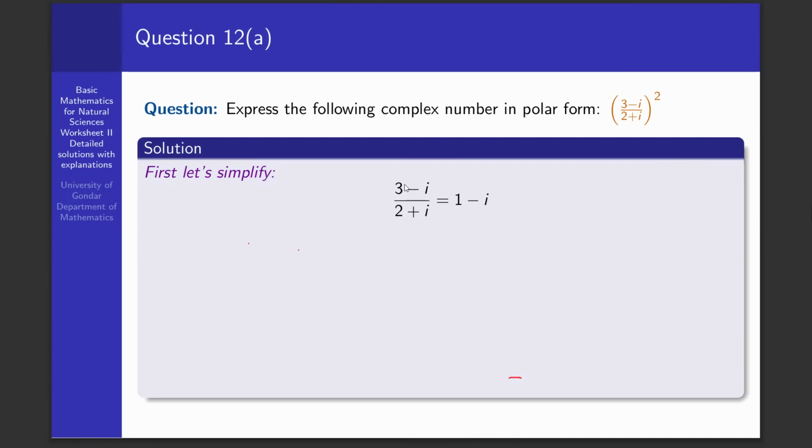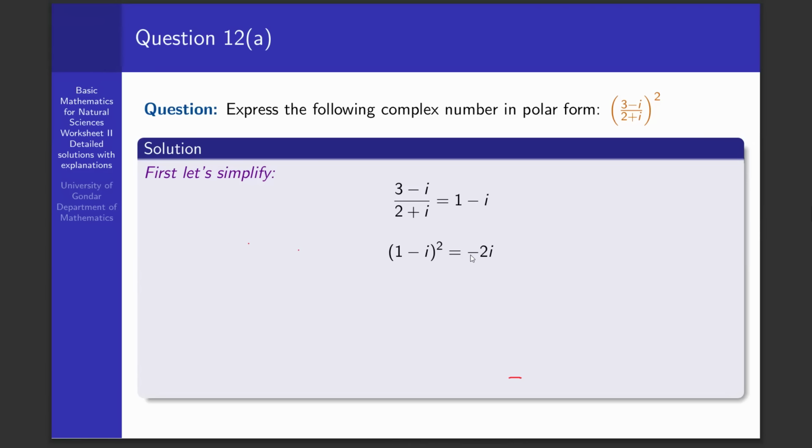Then when we simplify this one, that is 3 minus i over 2 plus i, when we multiply both the numerator and denominator by the complex conjugate of 2 plus i, that is 2 minus i, we have 1 minus i. Then when we square it, that means the square of this one, 1 minus i is equal to minus 2i.